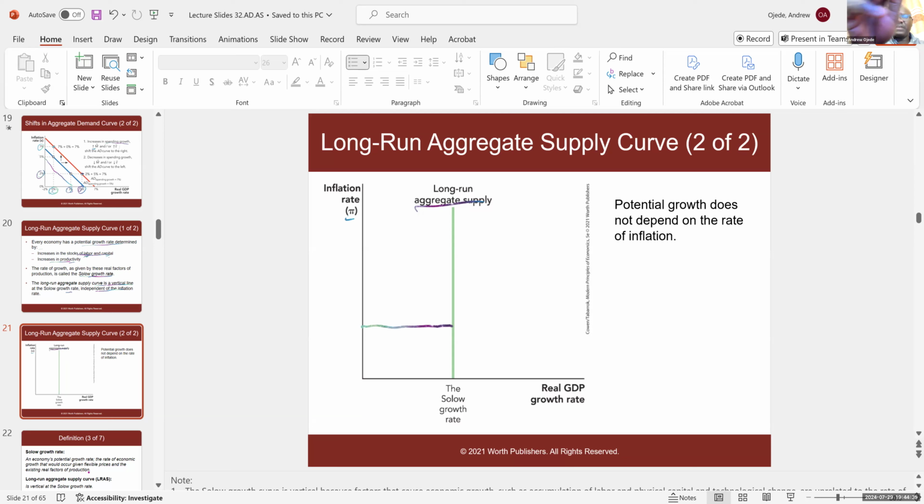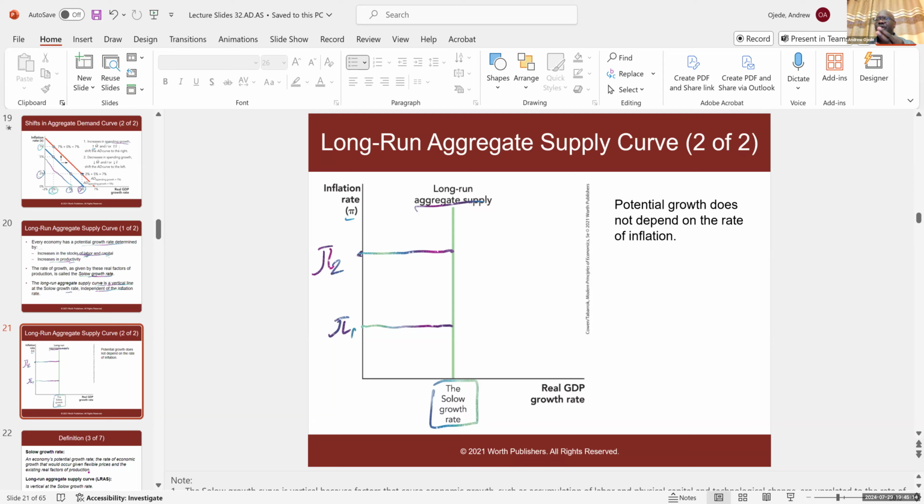If you have a level of inflation at pi 1, that could be maybe 2%, the level of the Solow growth rate is going to be here. If inflation increases to a higher level like pi 2, guess what? That does not affect the Solow growth rate. That's why we're saying that the long-run aggregate supply curve, or the Solow growth rate, is independent of the inflation rate, meaning that changes in inflation have zero effect on the long-run aggregate supply curve. The only things that will shift this curve to the right or to the left are those three things that I talked about.